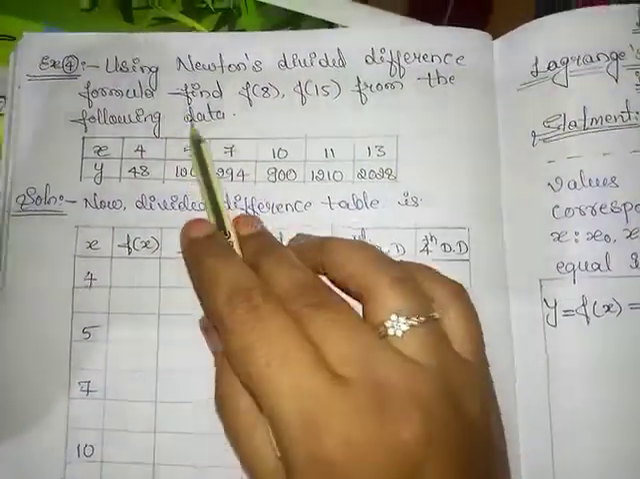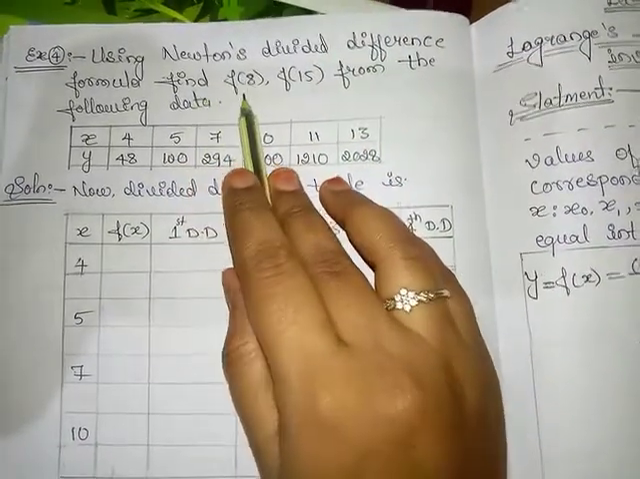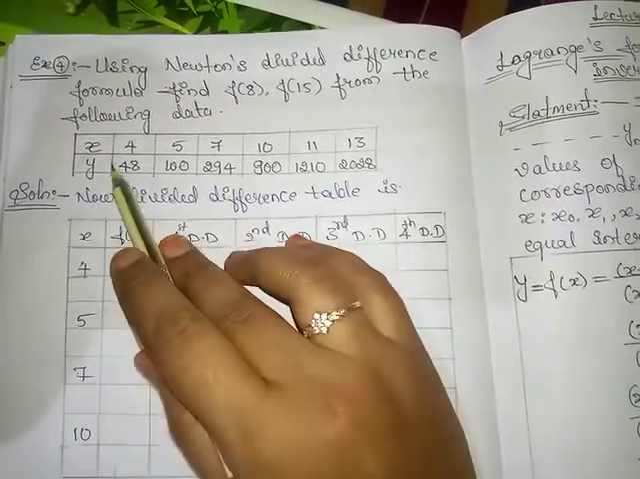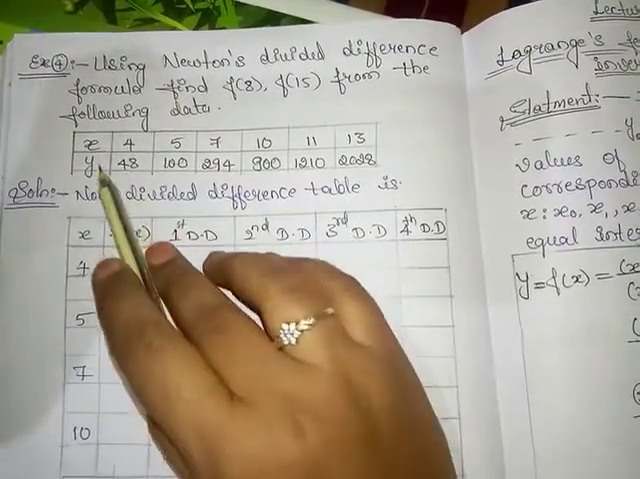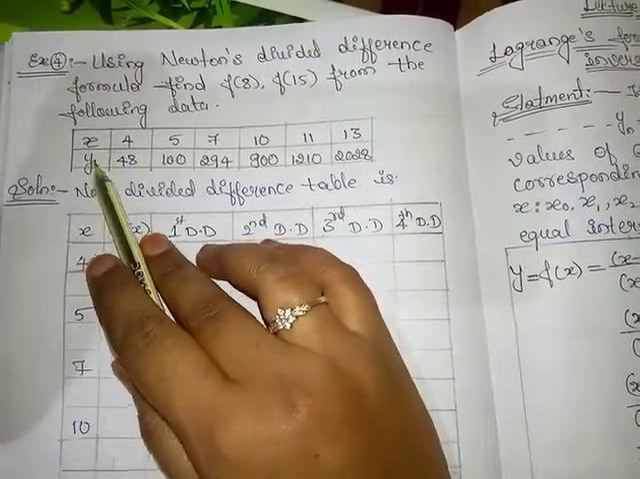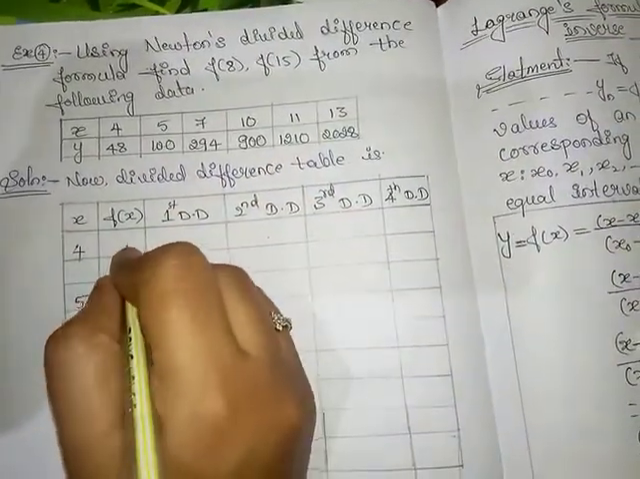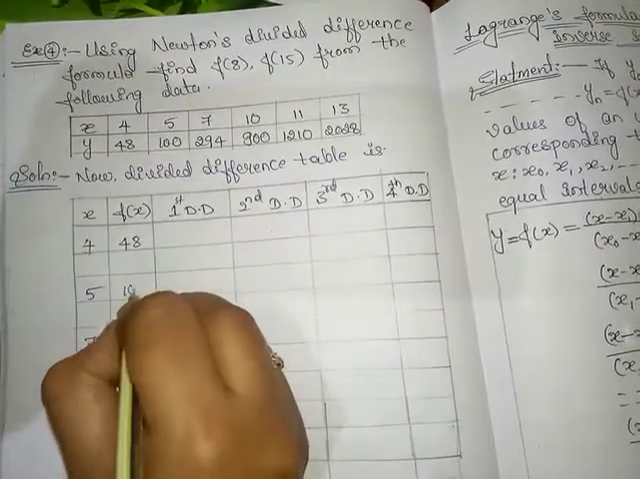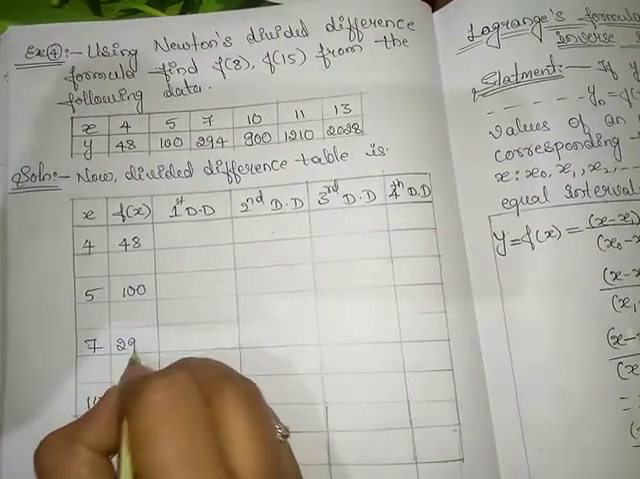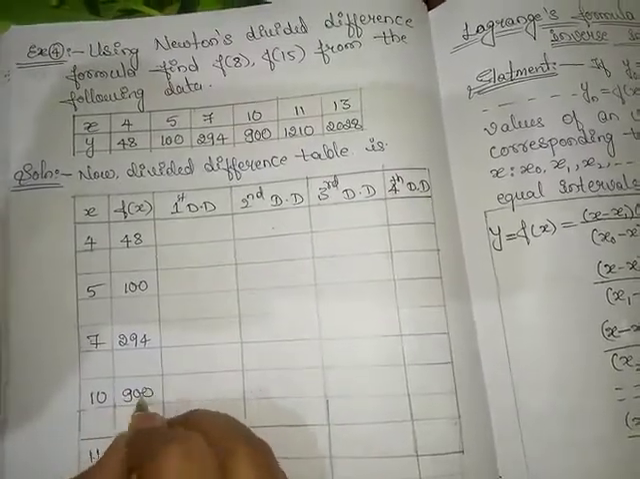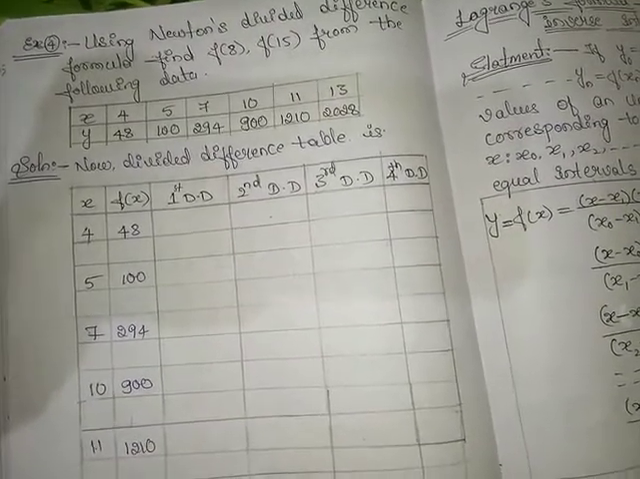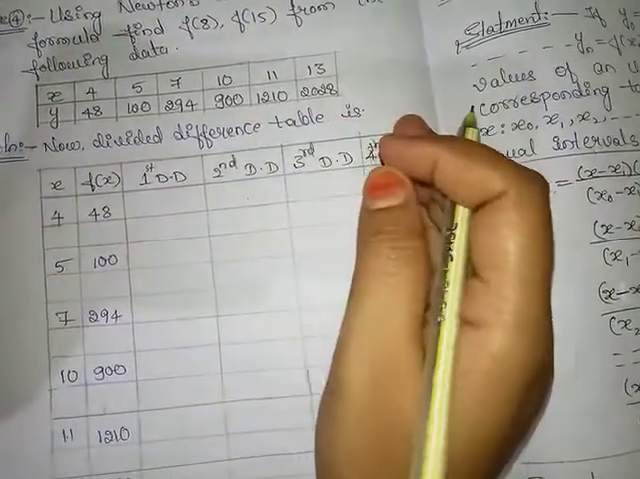Next example, using Newton's divided difference formula, find f of 8, f of 15 from the following data. The data is given, the x values are given, corresponding functional values are given, that is f of x is equal to y. I will write the difference table first. It will be 48, 100, 294, 900, 1210, 2028. Now find the remaining tables.